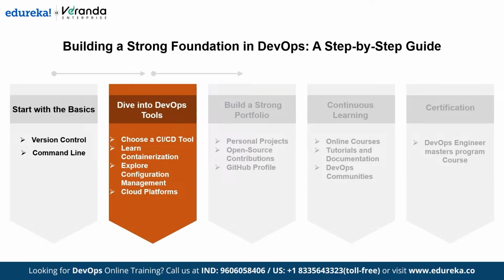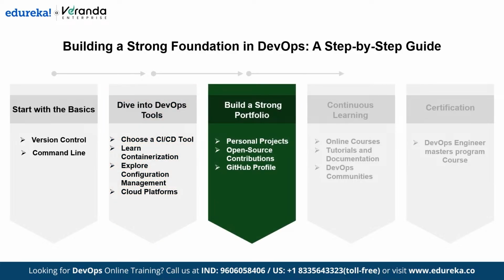Then learn containerization. Understand Docker and Kubernetes, practice building Docker images and deploying them to Kubernetes clusters. Next is explore configuration management. Learn a tool like Ansible, Puppet or Chef to automate infrastructure provisioning and configuration. Last is cloud platforms. Gain hands-on experience with cloud platforms like AWS, Azure or GCP. Learn how to provision and manage resources using their APIs or CLI tools.